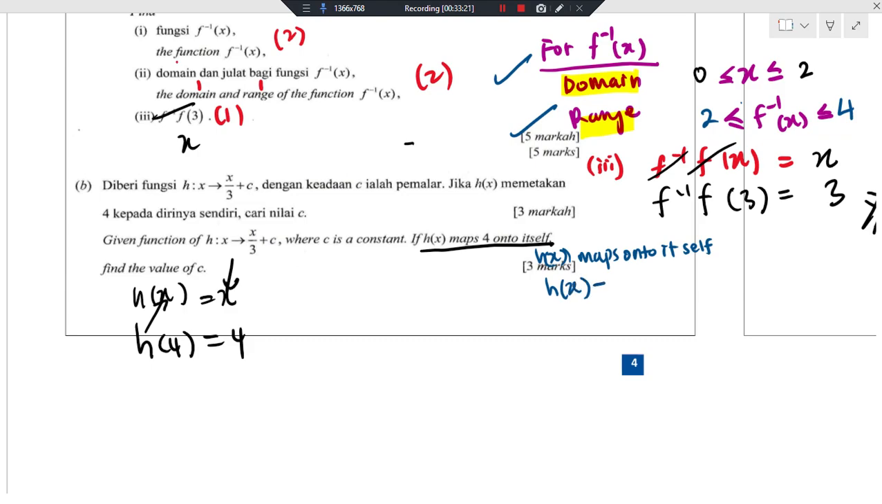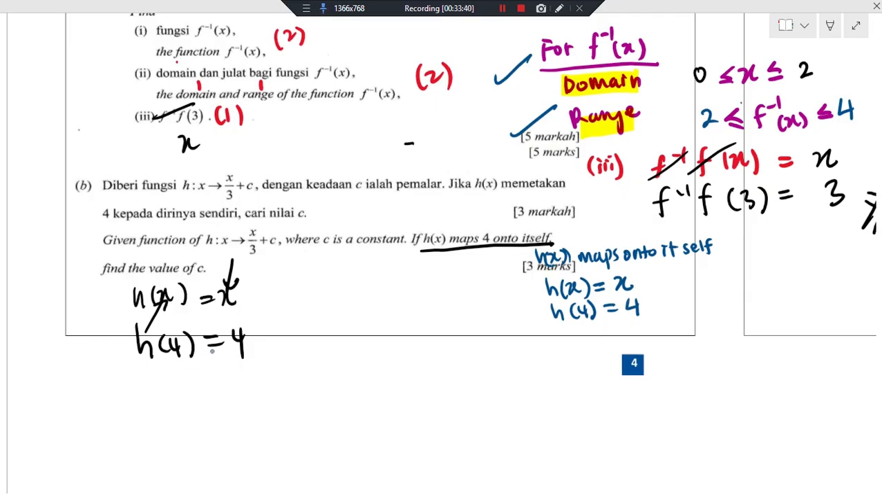Okay, so now you get ready this point, right? Now find out your h4. What is H4? 4 over 3 plus c. Right? The answer is 4. Just replace this X with 4. That is H4, right?